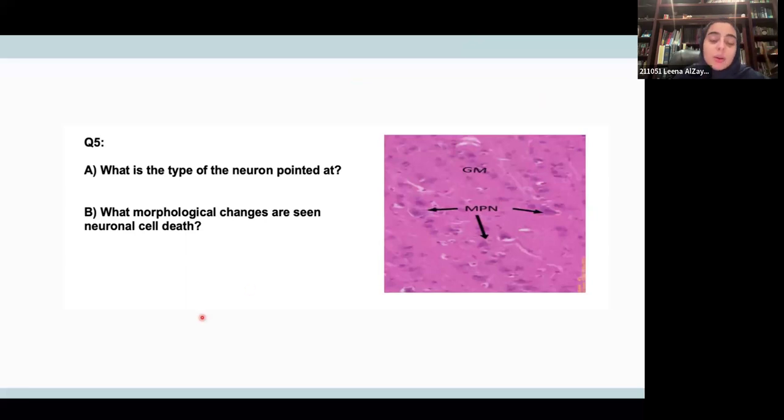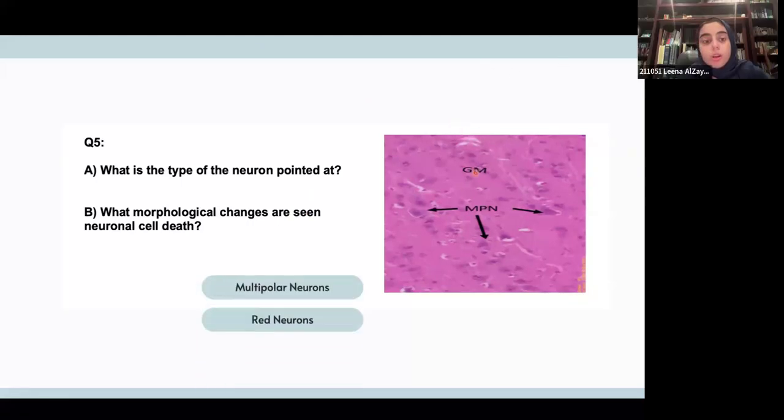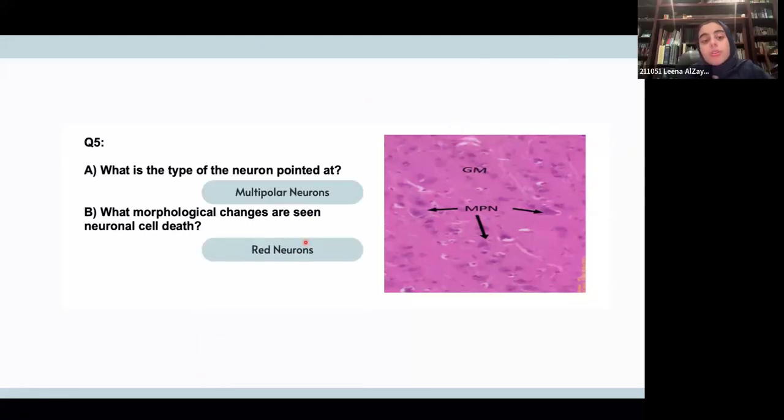I'm sorry. But what are the morphological changes seen in neural cells? This is kind of a tricky question because we didn't mention it, but I will refresh your memory because it's a pathology question, but it comes in OSPE. Red neurons? Yes, exactly. Red neurons. Good job. So multipolar neurons and red neurons.